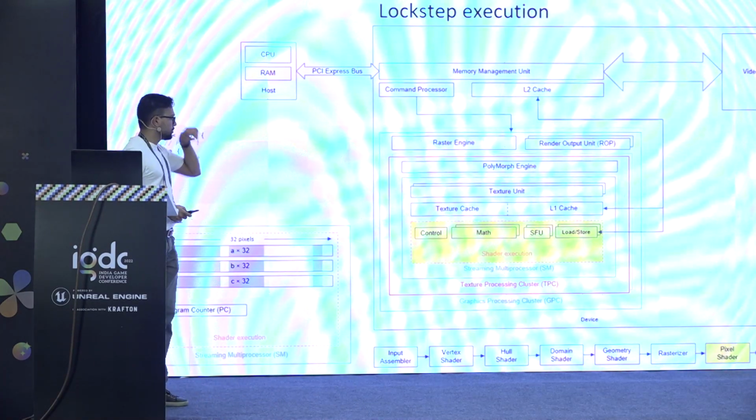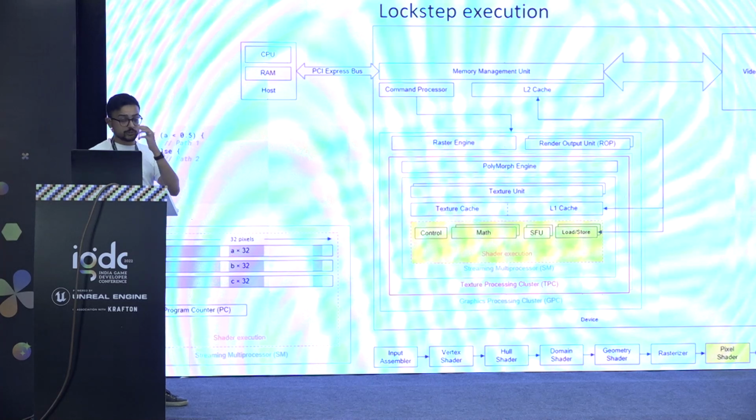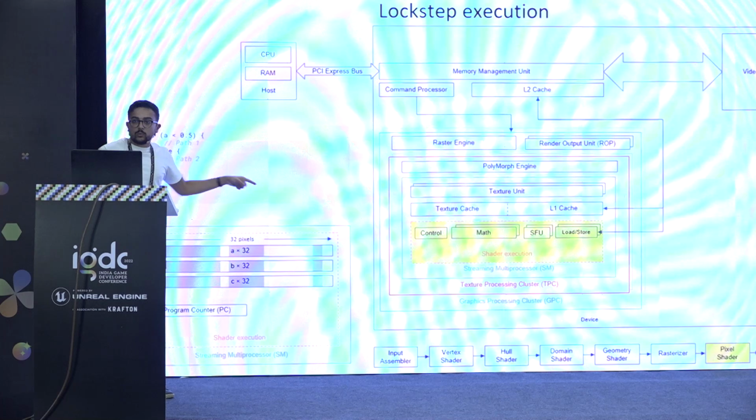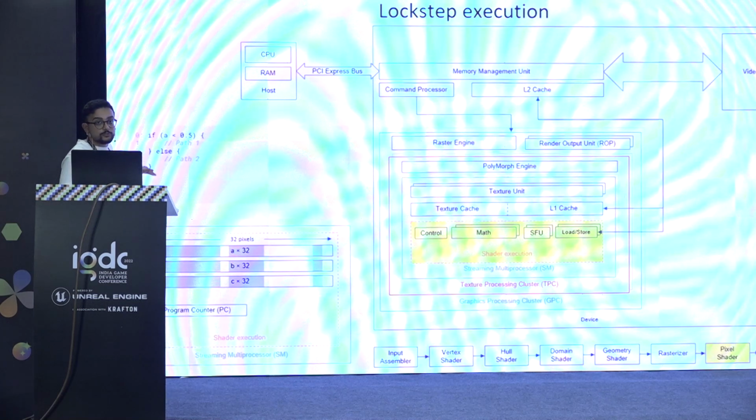Which leads us to branch divergence. So let's say you're running a pixel shader on 32 pixels, and half of the pixels take one branch. There's a branch in your code, so half of them run this code, and the other half run the else statement, and they run this code. What actually happens is the GPU executes both code paths. Like it'll go through if, and then it'll go through else.